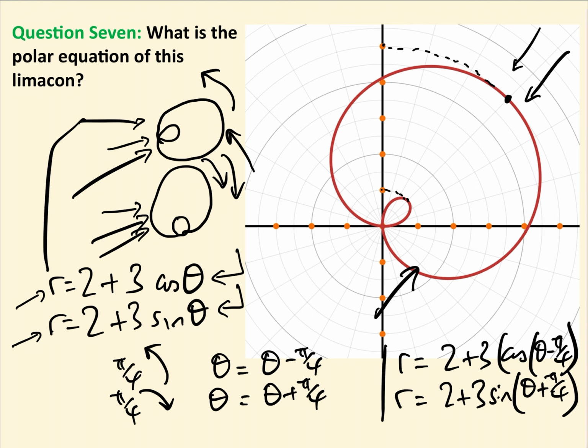So both of those are the answer to this rotated one, and that concludes our video.